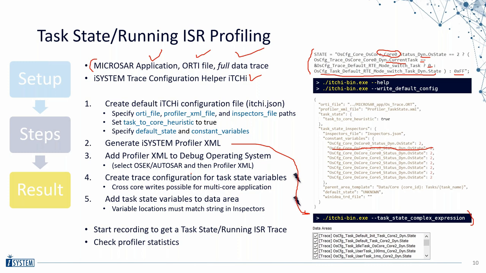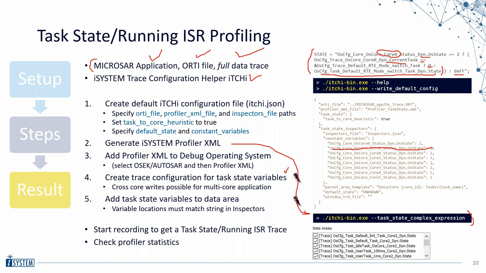Now we have to create the trace configuration so that all these task state variables, each task has their own state variable, we have to record them. We have to do that manually. WinIDEA will not be able to figure that out by itself. So that's the first manual configuration step.